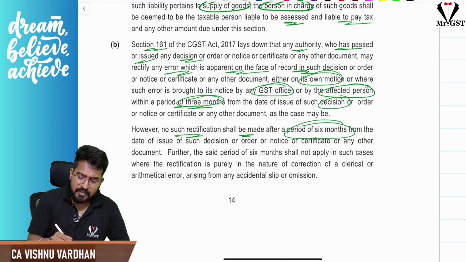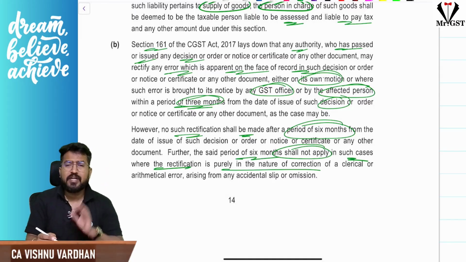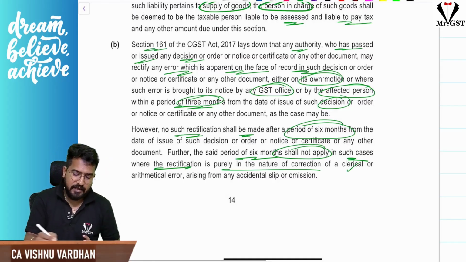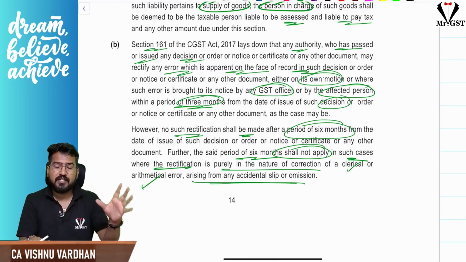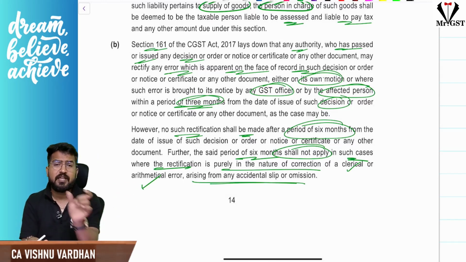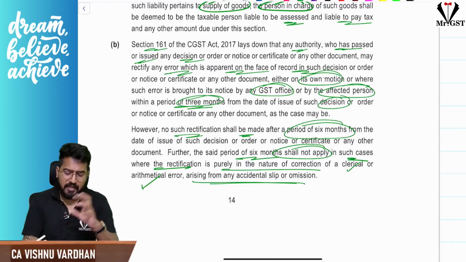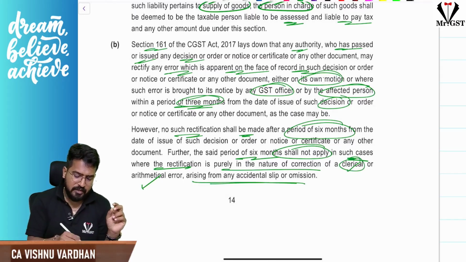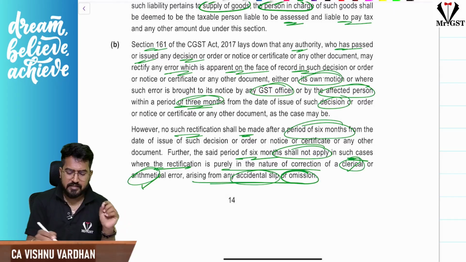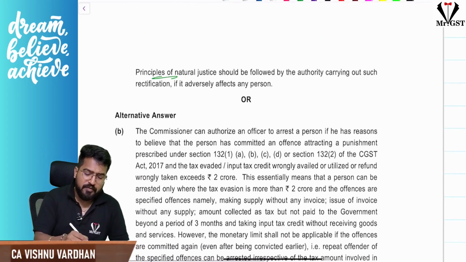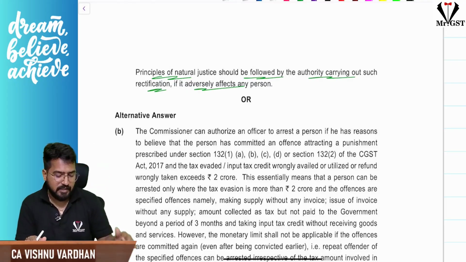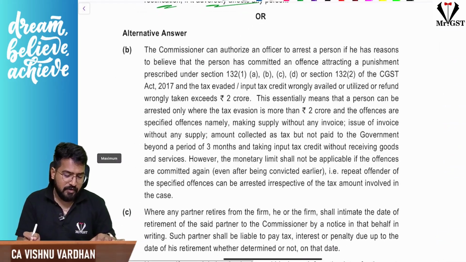And the set period of 6 months shall not apply in such cases where the rectification is purely in the nature of correction of a clerical error or arithmetical error, or arising from any accidental slip or omission. Anything they have ignored, any amount they have ignored, or instead of 10 lakhs they have made it 1 crore, something like that. And of course, the principle of natural justice should be followed by the authority carrying out such rectification if it adversely affects any person.